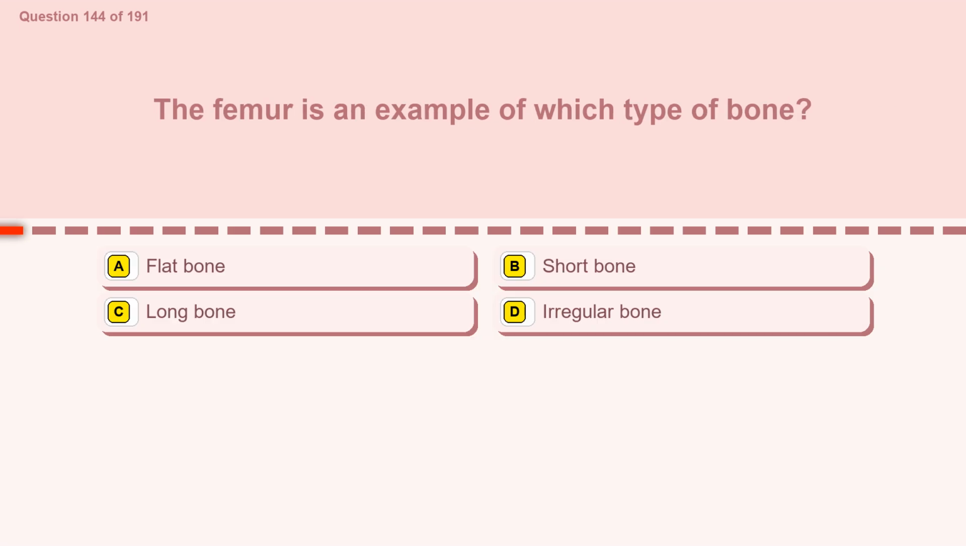Question 144. The femur is an example of which type of bone? Option A, flat bone. Option B, short bone. Option C, long bone. Option D, the irregular bone.